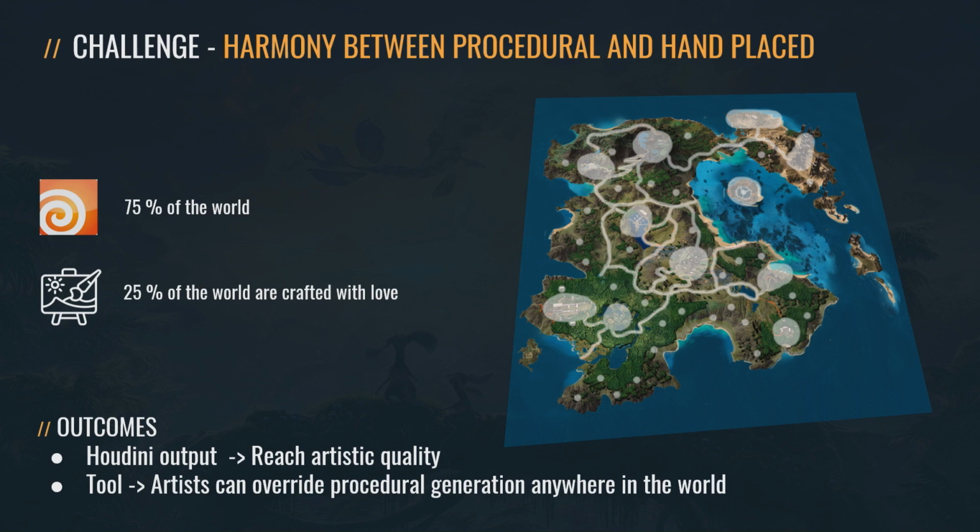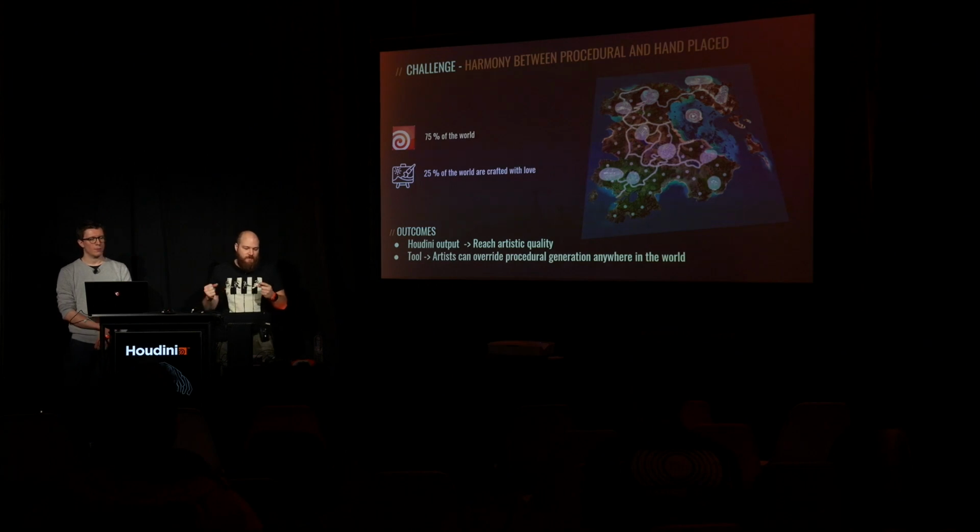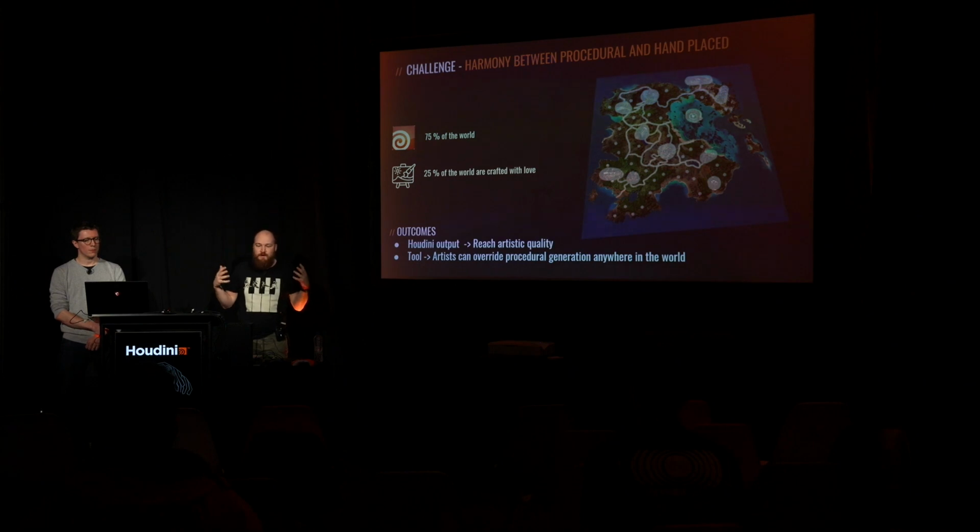In order to have harmony between those tools, we had to make sure that the artist could erase any procedural work that was done in the world in order for them to put in their little touch. And we also needed the Houdini art team to have a result that is as high as possible in terms of quality, in order for the player to never see the junction and the differences between those two types of areas.